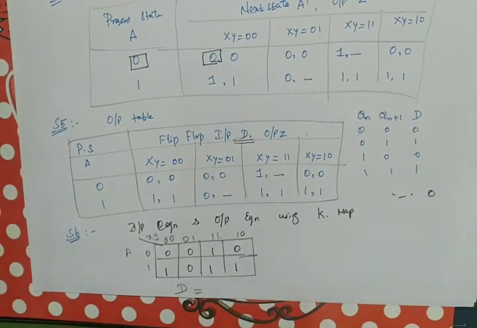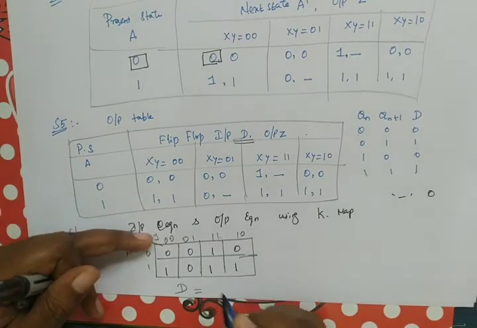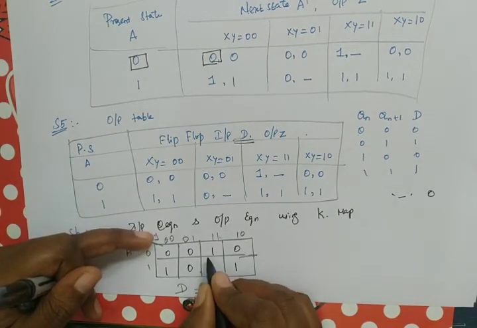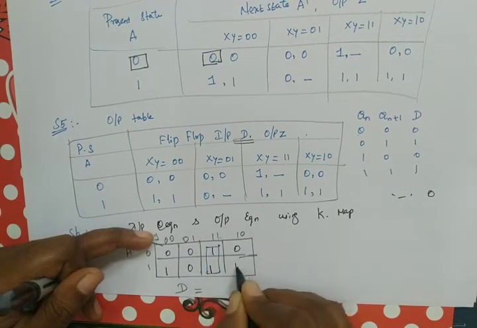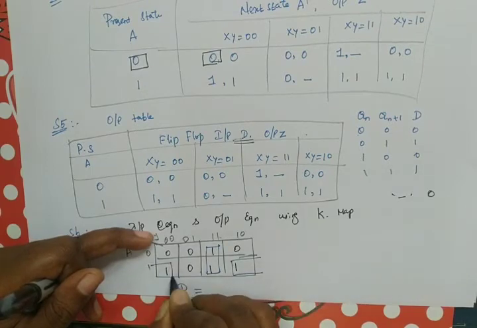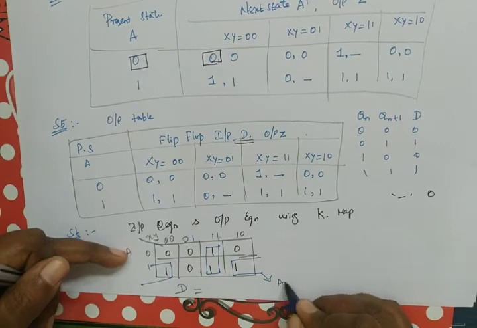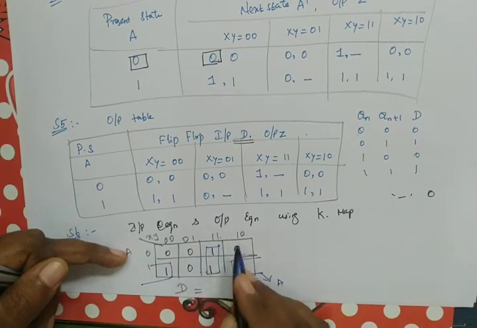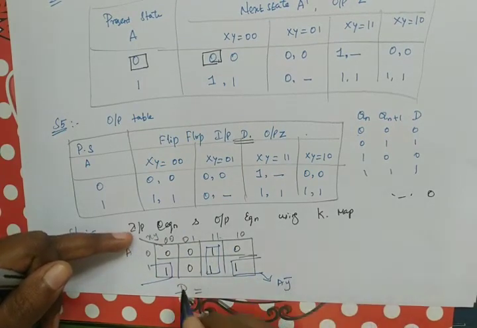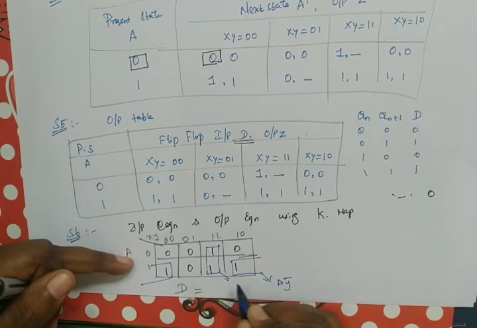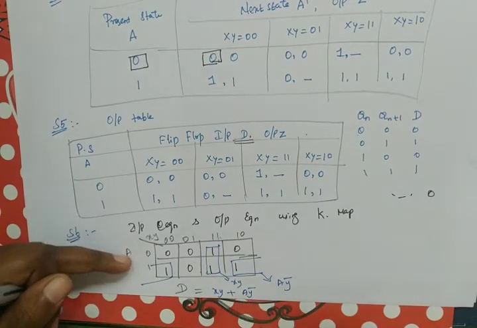Now we have to pair this. See here. This is one pair. This is another pair. Now what is the equation for this? Here we have A, and here 0 1 cancels. So here we have y bar. And here, what is the expression for this? 0 1 cancels. So here we have xy. Therefore D is equal to xy plus A y bar.